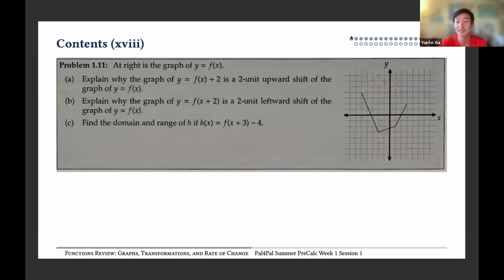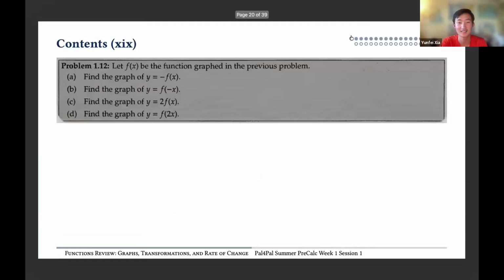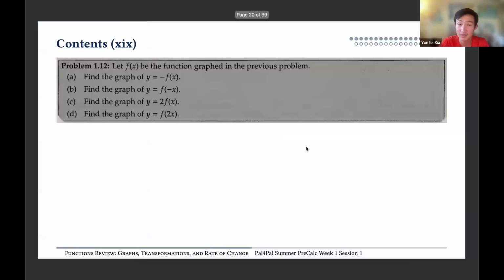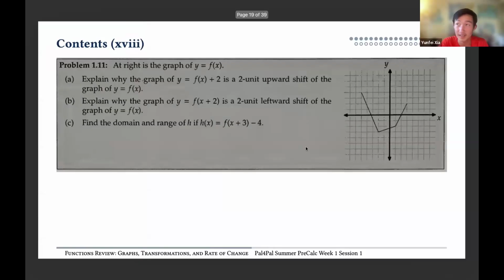Yay, we can move on now. Nah, you guys understand this. So now we're going to rate of change. Oh wait, somebody is requesting an explanation for B again. Okay, hmm. How about this?